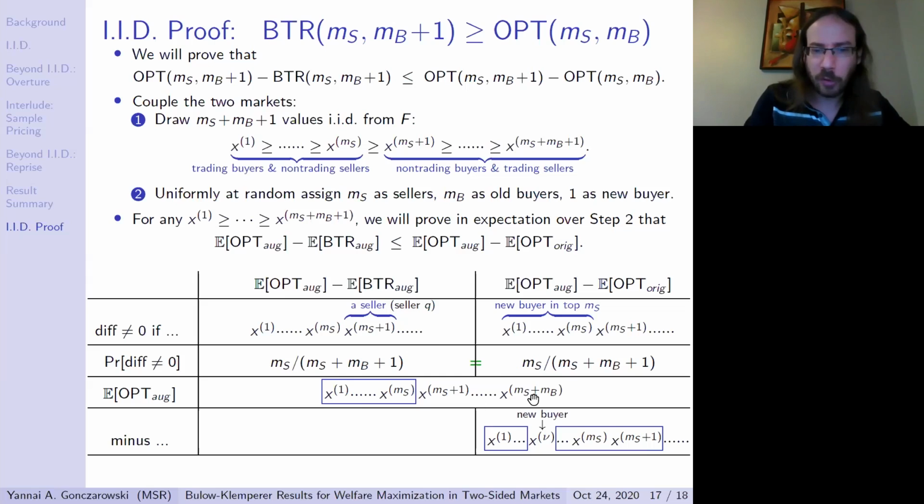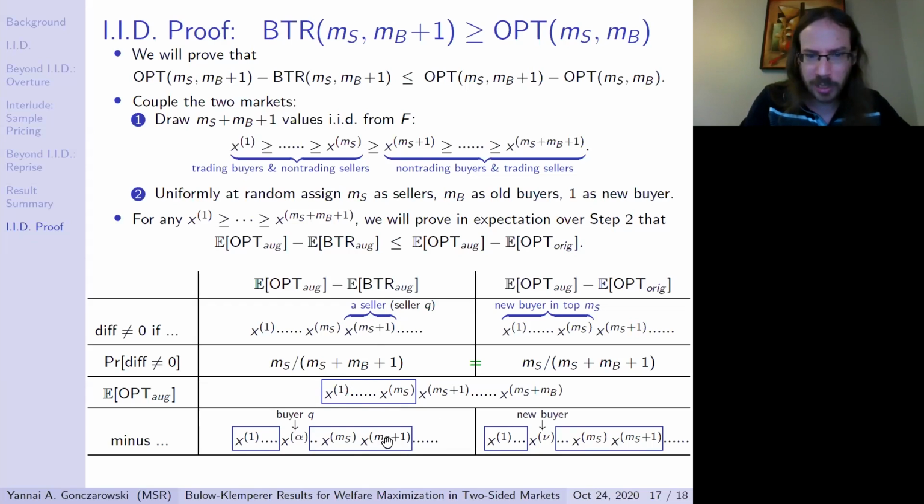The thing you subtract from is the same. Minus what? Minus the sum of the first, basically the efficient trade, but you keep seller Q, who's this seller, and you remove buyer Q, right? It's the optimal, except that you didn't get the gains from transferring the item from seller Q to buyer Q. So each of these differences is non-zero with the same probability. You subtract from the same thing, and what you subtract is different. So in each of these, when you subtract, you get something minus MS plus 1, here and here.